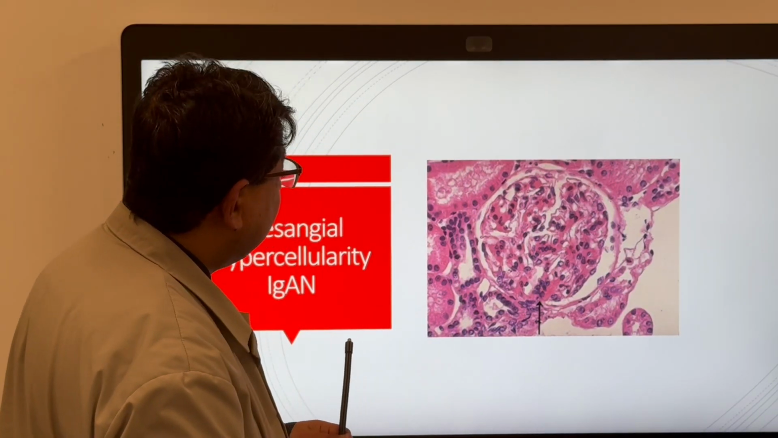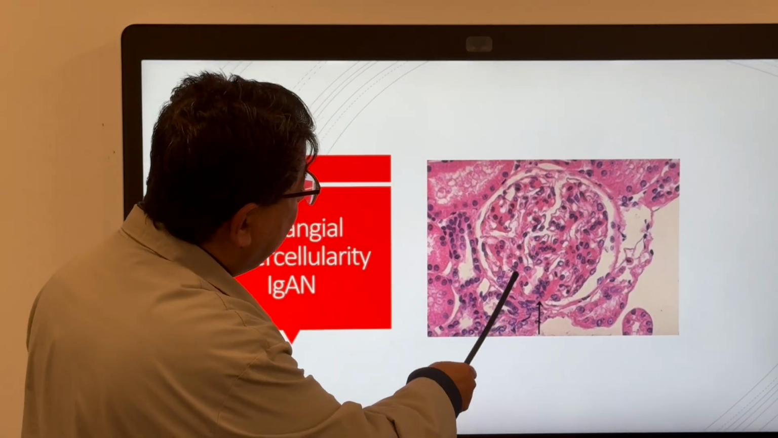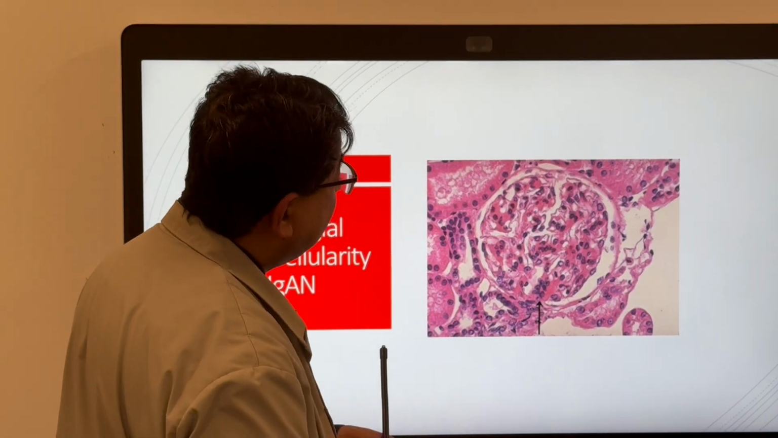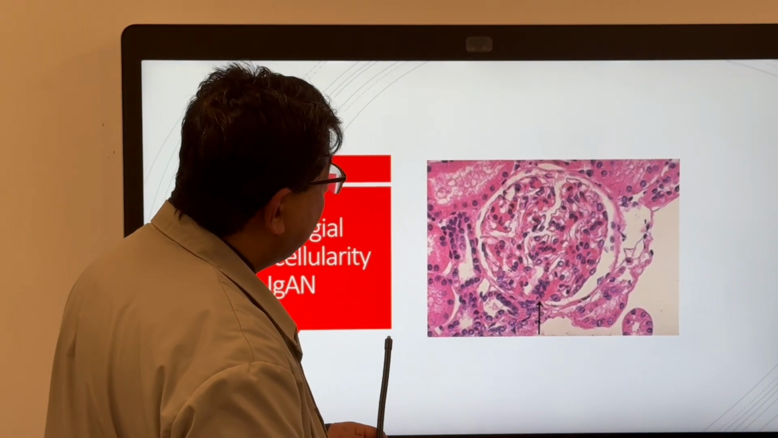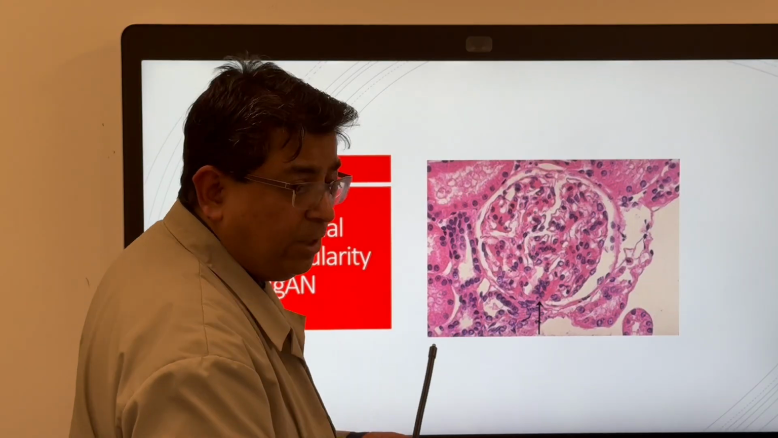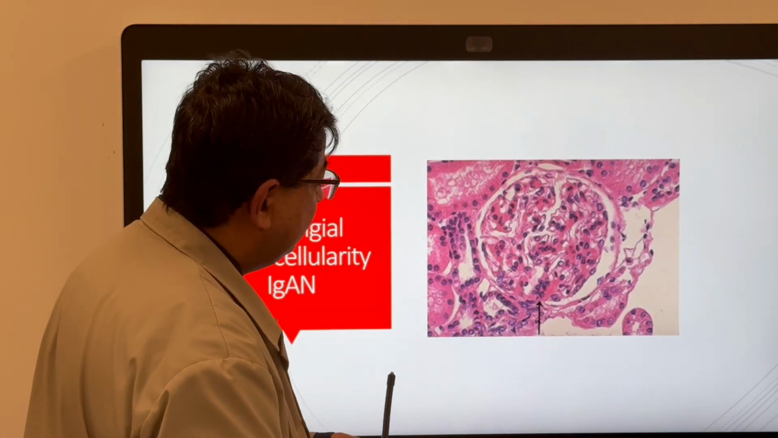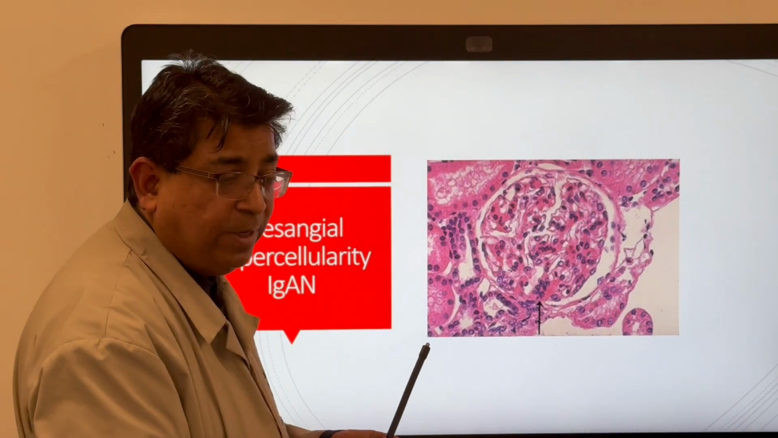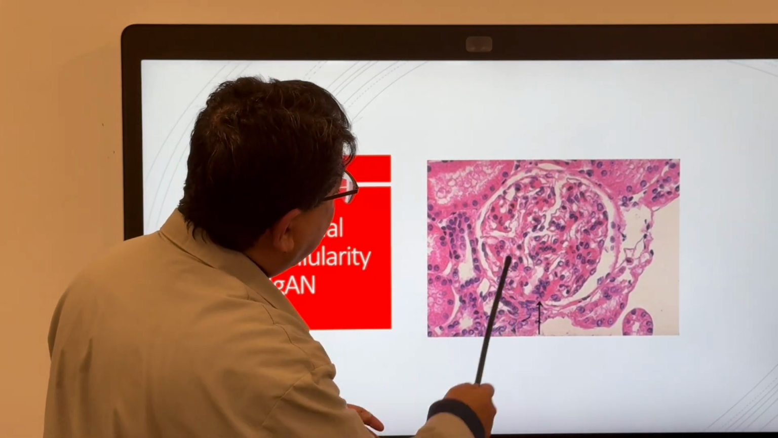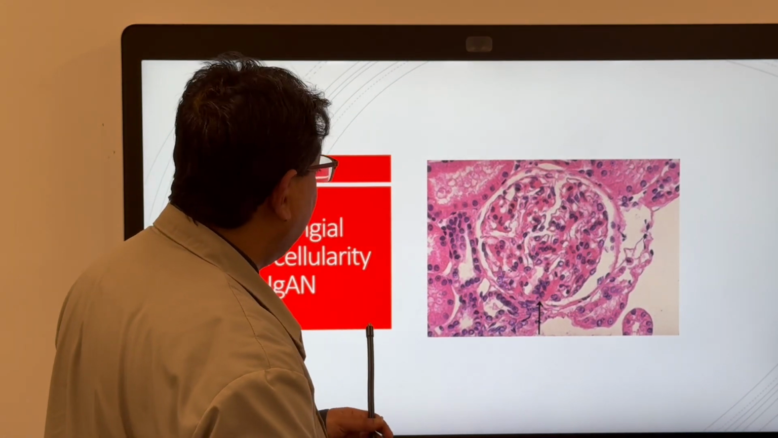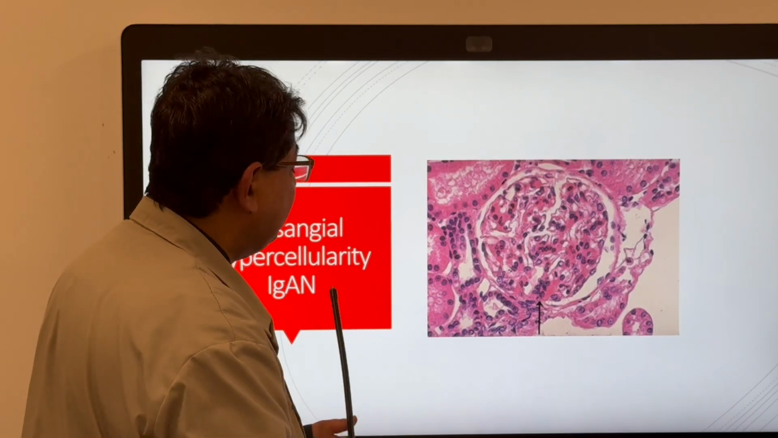This is an example of mesangial hypercellularity. Here you can see that there are at least 5 cells. When you see at least one area of the mesangium in which there are more than 4 cells, that's enough to diagnose mesangial hypercellularity. And even here there are 4 cells. So this is an example of mesangial hypercellularity. This was a case of IgA nephropathy.